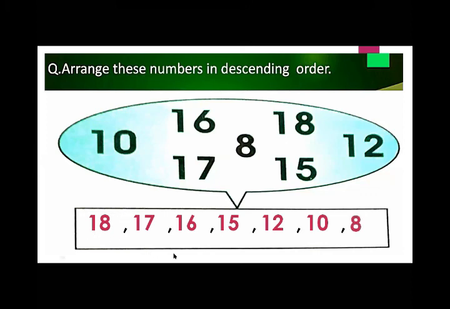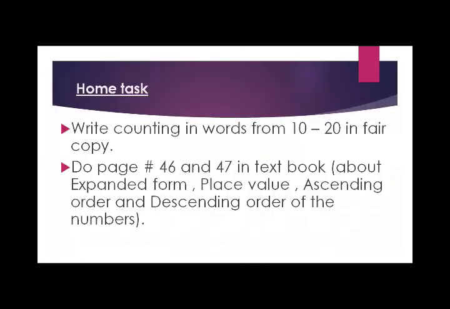So this is the form of descending order, because we follow it here: 18 is the biggest number and 8 the smallest, and gradually we decrease the numbers: 18, 17, 16, 15, 12, 10 and 8. I hope you all have understood the whole topic very well. As you see here, expanded form, putting the sign less than and greater than, and then writing the numbers in ascending and descending order. Now it's time for the home task.